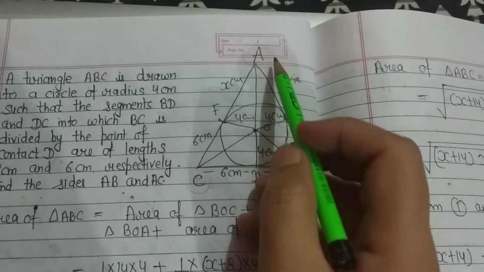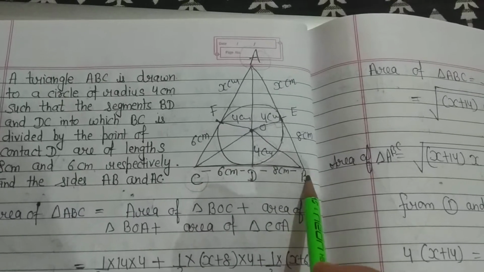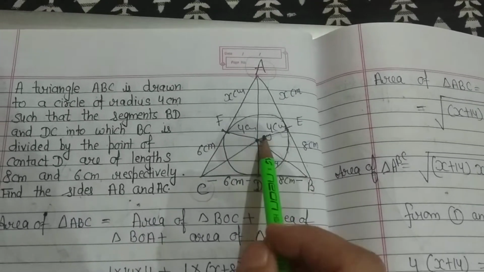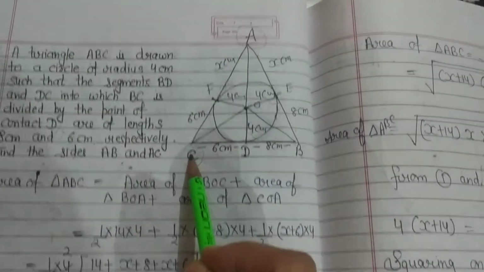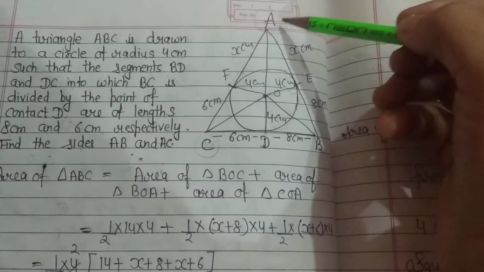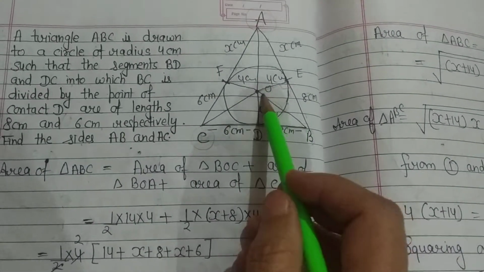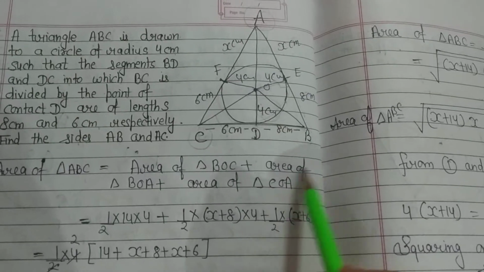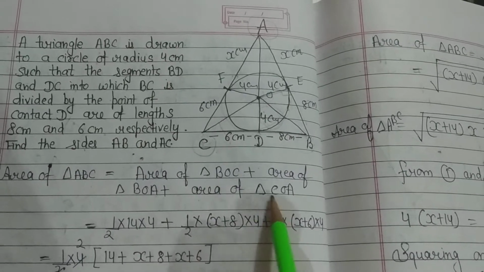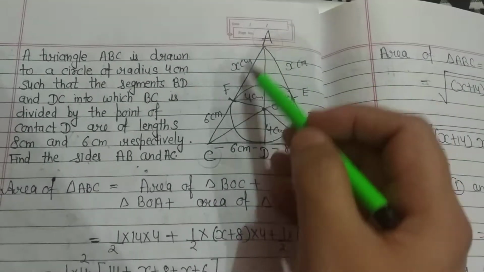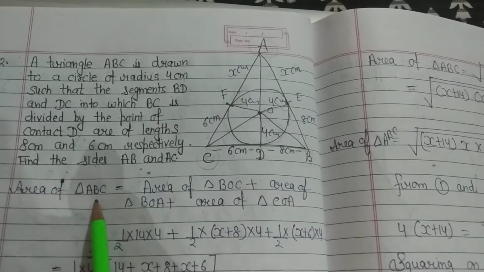Now see, triangle ABC is divided into three triangles: BOC, BOA, AOC. Now what concept will I use? I will take area of triangle ABC is equal to area of triangle BOC, this area, plus area of triangle BOA, the second one, and plus the area of triangle COA. If we add all the areas of the smaller triangles, we will get the area of triangle ABC.